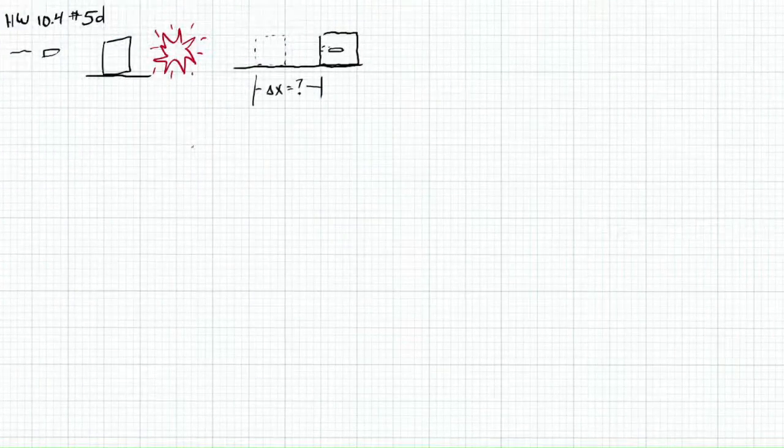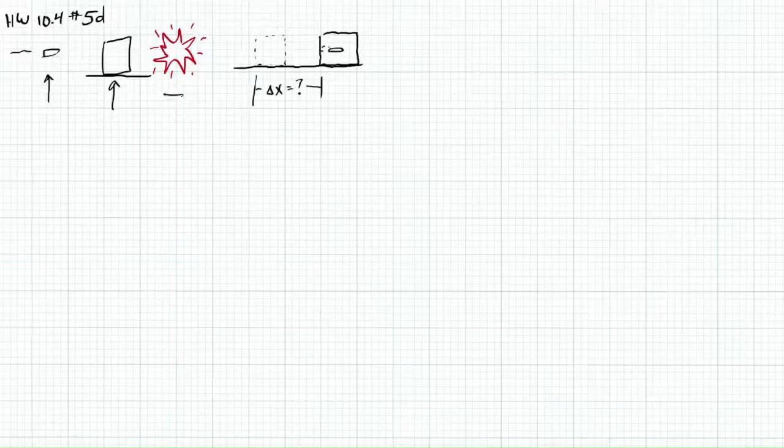Hey guys, this is homework 10 for number 5D. In class you probably should have done A, B, and C, all of which dealt mostly with momentum. Actually, no, I'm sorry, that's not true. B and C dealt with kinetic energy before and after this event here. But this event we're talking about is a bullet coming in, striking a block.